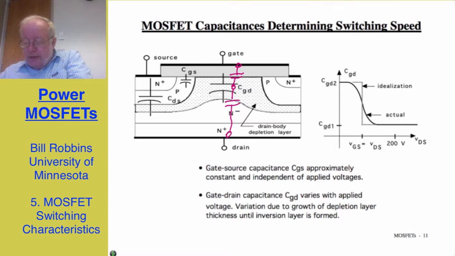Here I show on the right hand side a graph of gate to drain capacitance versus drain to source voltage. At low drain to source voltages we have a fairly large value, which I call C sub GD2. At high drain to source voltages a much smaller value. In a lot of power MOSFETs, this variation in capacitance can be more than 10 to 1. And so this has an important effect on what the voltage versus time looks like between drain and source as we turn the MOSFET on and off.